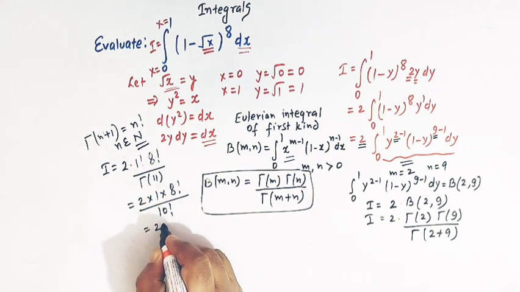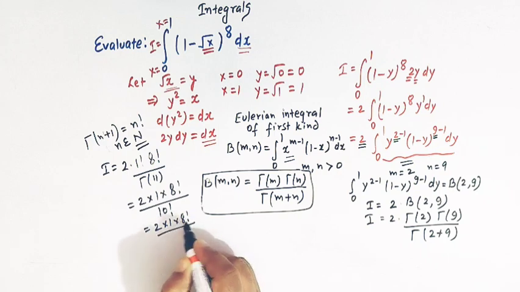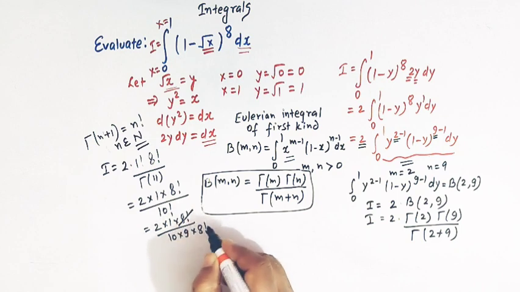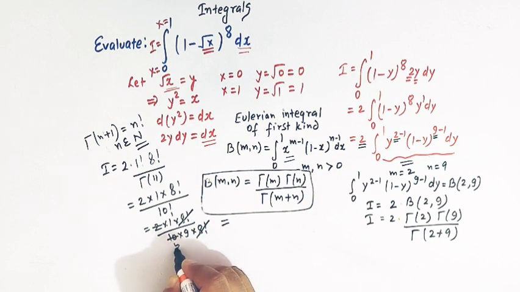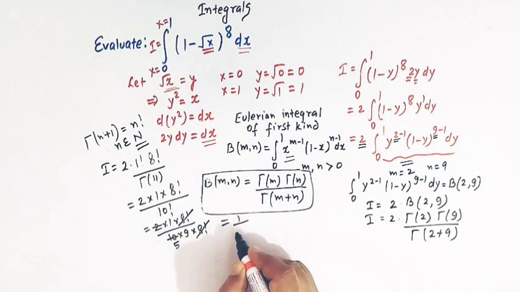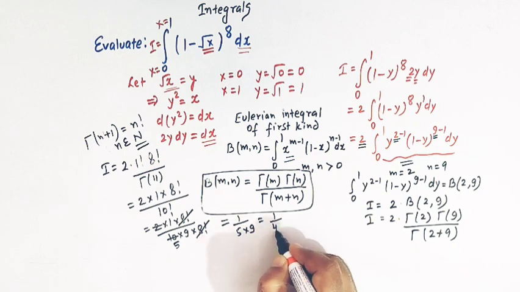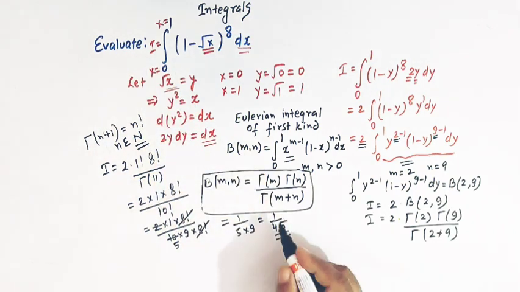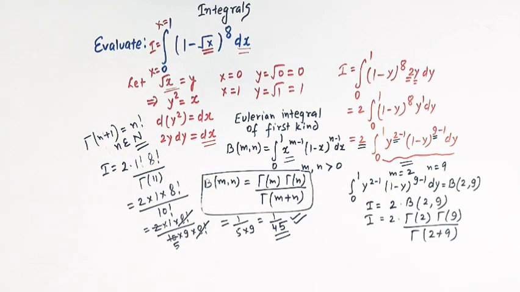Now we can write 2 times 1 times 8 factorial over 10 factorial. 10 factorial can be written as 10 times 9 times 8 factorial. 8 factorial and 8 factorial get cancelled. Here 2 fives are 10. So we have 1 over 5 times 9, that is equal to 1 over 45. So the value of this integral is equal to 1 over 45.